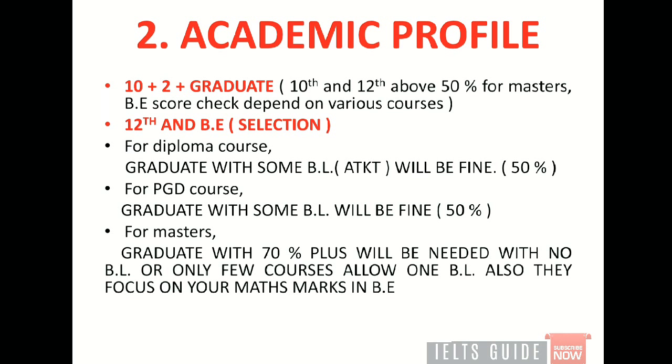So for masters your profile must be very strong. In the case of masters, if you have less than 50% in 12th standard, then you are not eligible for the masters program. Then you have to go for the post graduation program only. Even if you have 70 plus percentage in graduation, they also look at the 12th percentage. So for 10 plus 2 plus graduate, this is the selection criteria.